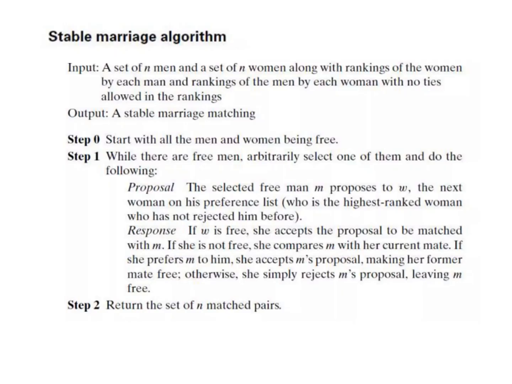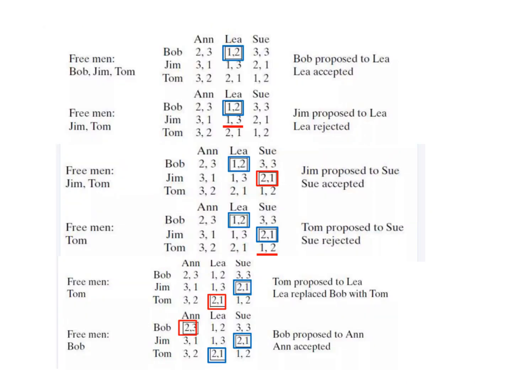If the woman is free, she accepts the proposal to be matched with the man. If she is not free, she compares the current match with the new proposal. If it is found to be a better proposal, she accepts it, denying the earlier proposal. If not, she will continue with the earlier pair itself. This is what will be done repeatedly. So now starting with free men, I am assuming that all the men and women are free.